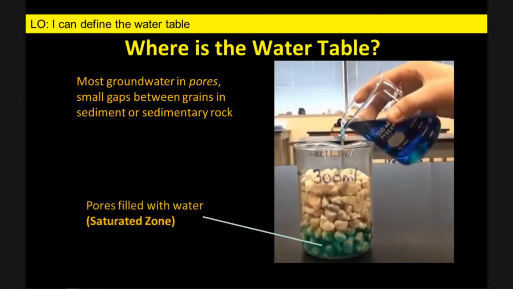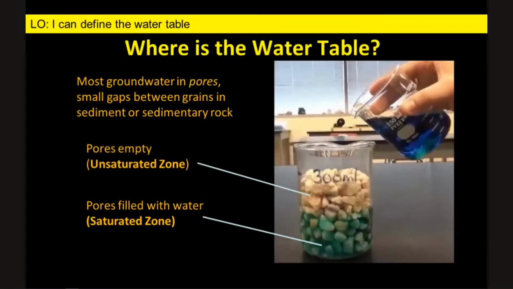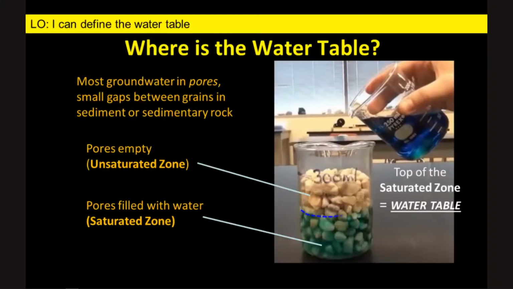Where the pore spaces are full of water is known as the saturated zone. Closer to the surface, the spaces are empty or only partially filled. These earth materials are in the unsaturated zone. The top of the saturated zone is known as the water table.